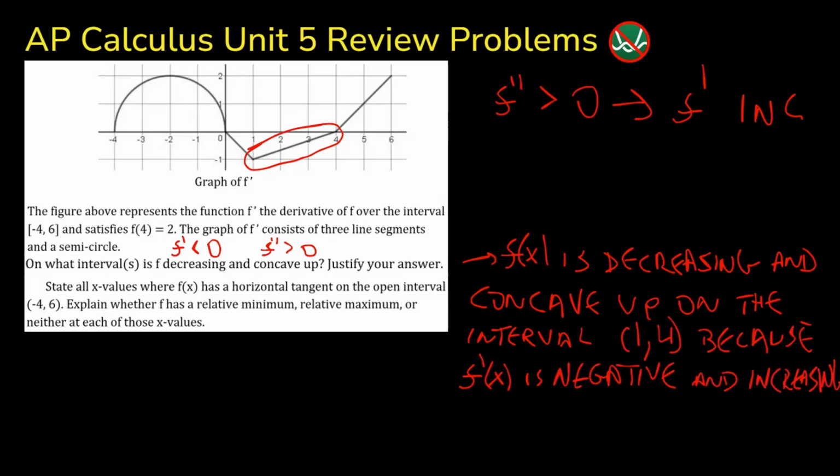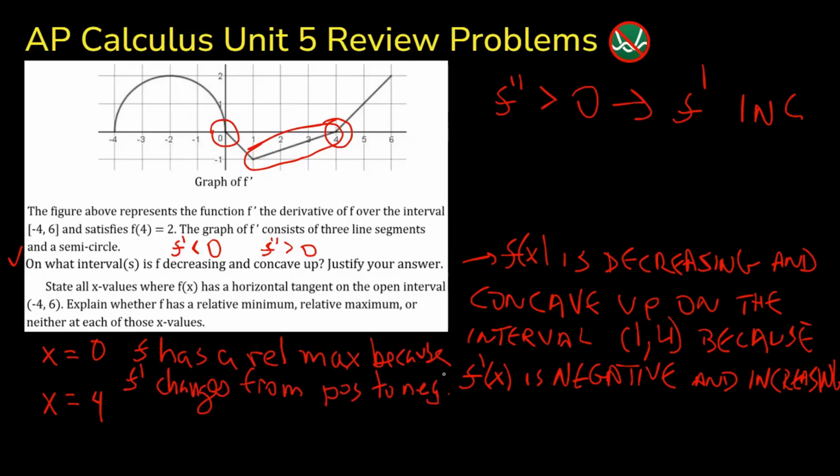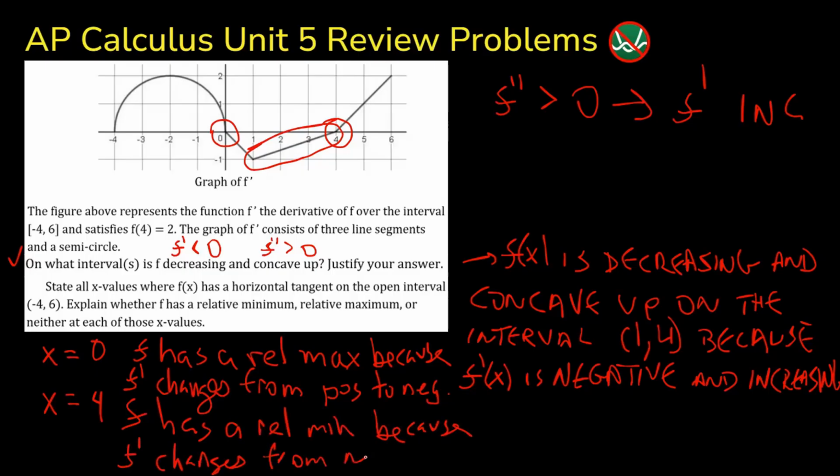Next, we want to state all x values where f has a horizontal tangent on the open interval -4 to 6. Explain whether f has a relative minimum, relative maximum, or neither at each of those x values. We're going to have a horizontal tangent when the derivative is equal to 0. In between the points -4 and 6, that would occur at x equals 0 and at x equals 4. And x equals 0 is a relative maximum because f prime changes from positive to negative there. And at x equals 4, f has a relative minimum because f prime changes from negative to positive.